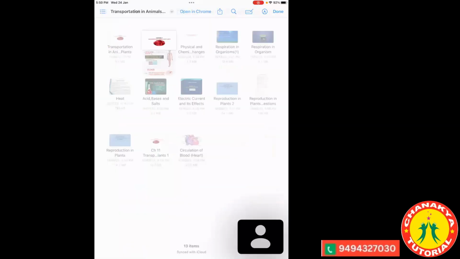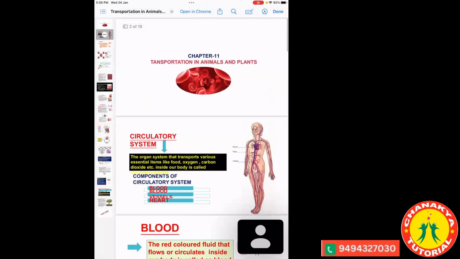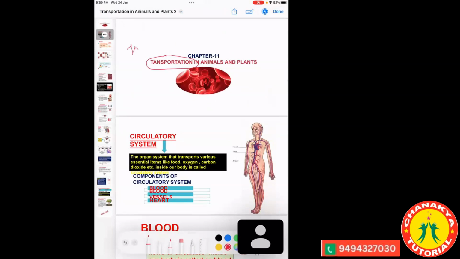We'll be revising the new chapter today, which is transportation in plants and animals. When I talk about the meaning of transportation, it means to transfer something, or I can say to pass on something, right? In plants and animals, how do food and other materials or substances pass through or transfer from one part of the body to the other part, or I can say from one organ to the other organ?